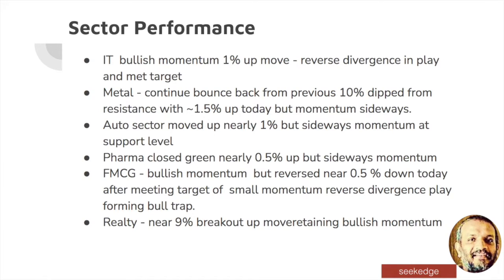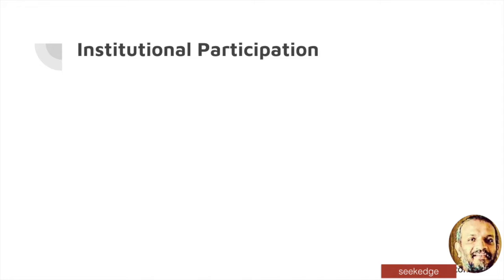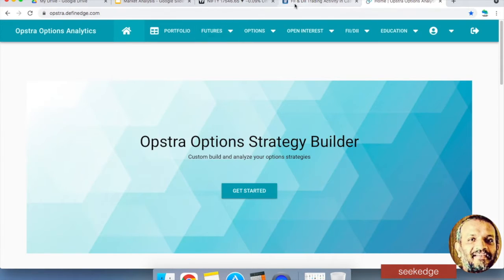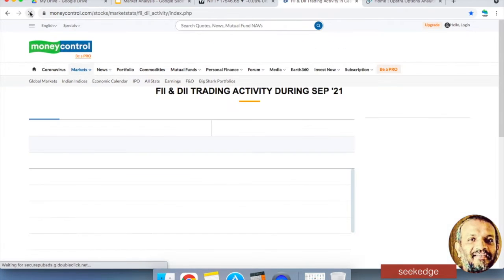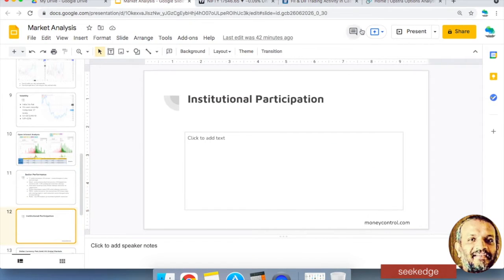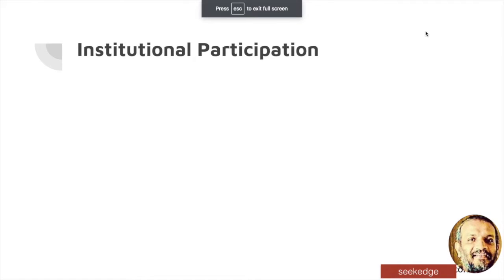Realty is super bullish, IT is super bullish actually, and FMCG is also bullish. Others are all reversing, and yet the momentum has to catch up to get into the bullish zone. So that's the sectoral preference of NSE. Institutional participation data is not coming. It has come, we'll see. Let me just refresh it for a second and see if the data has come. It has not come as of now, so we'll continue with the presentation here.